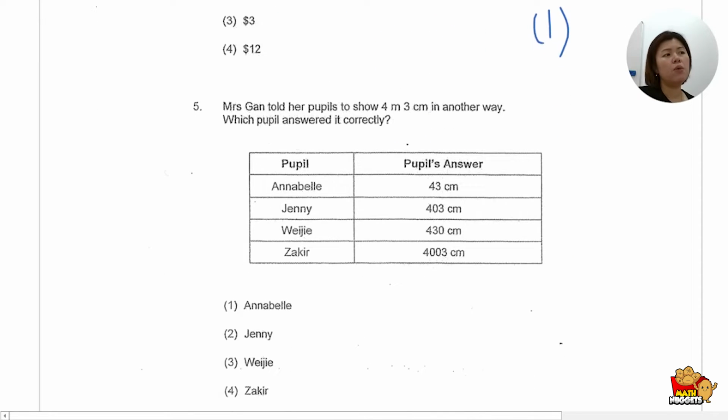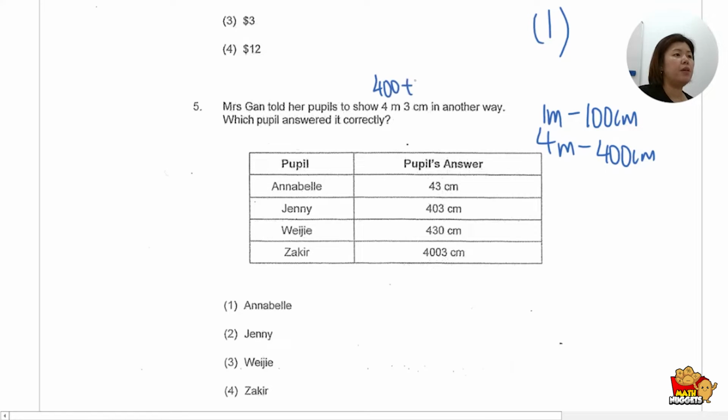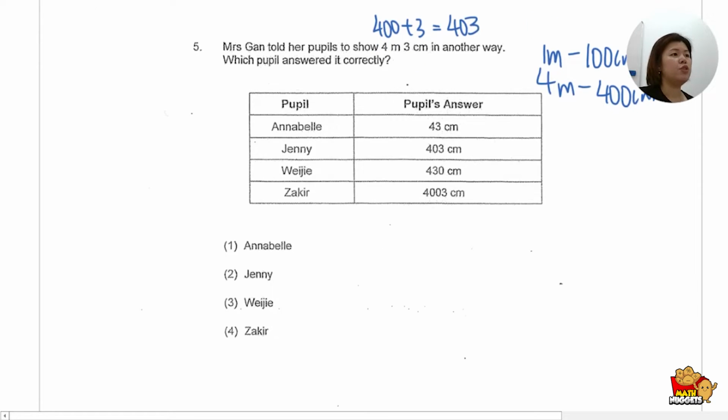Next, Mrs. Gan told her pupils to show 4 meter and 3 cm in another way. So 1 meter is 100 cm. So 4 meter is 400 cm. So it's 400 plus 3 equals to 403. So Jenny is the correct one.